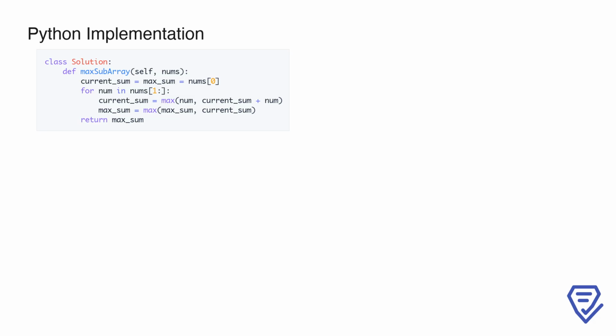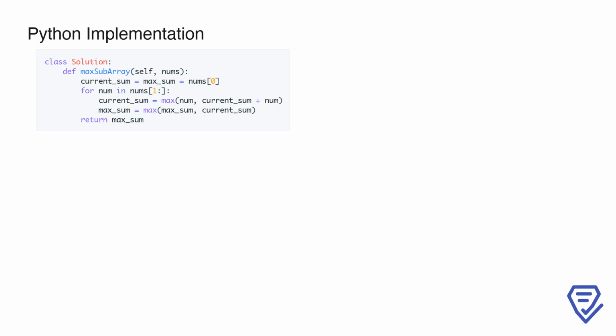We define a solution class with a single function, max_subarray, which takes in the list nums. We initialize both current_sum and max_sum as the first element. This correctly handles arrays with negative numbers. Then, we iterate through each number in nums starting from the second one.